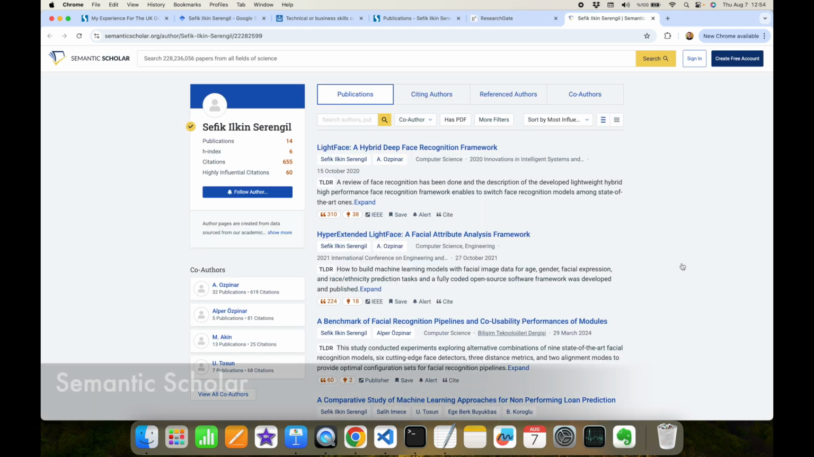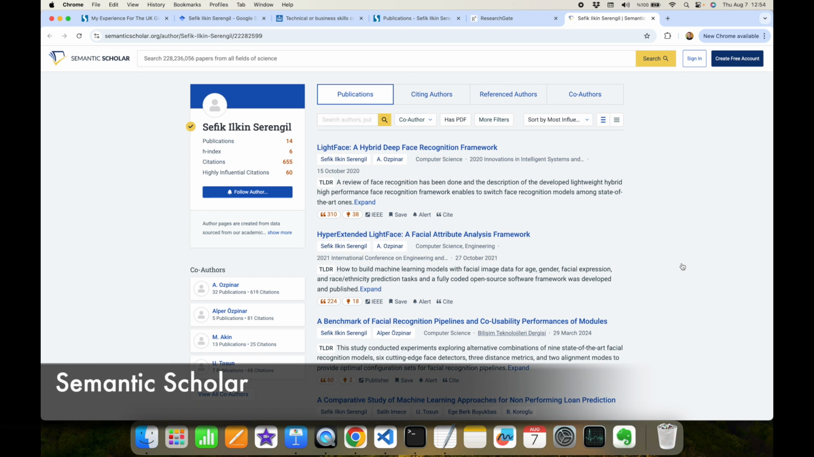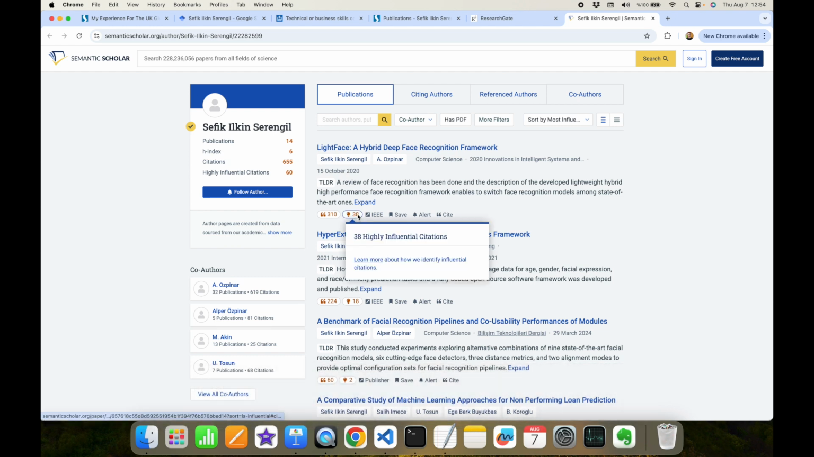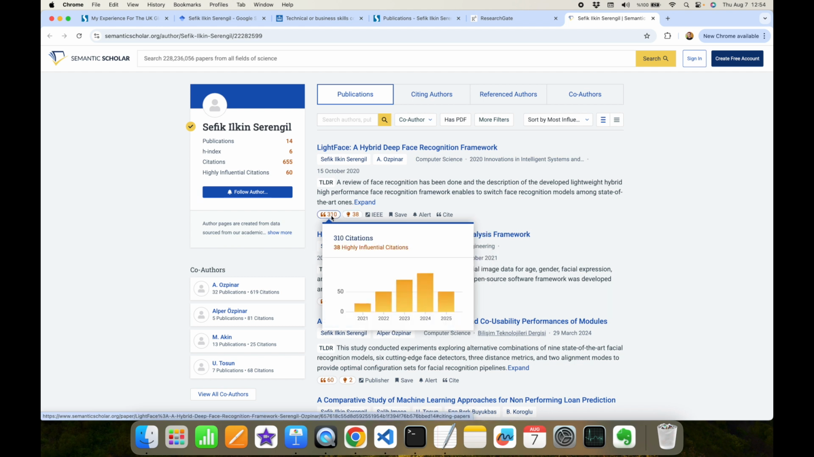In addition, I really like Semantic Scholar because it shows highly influential citations in addition to regular citations. In other words, how many citing papers have high citation count as well.